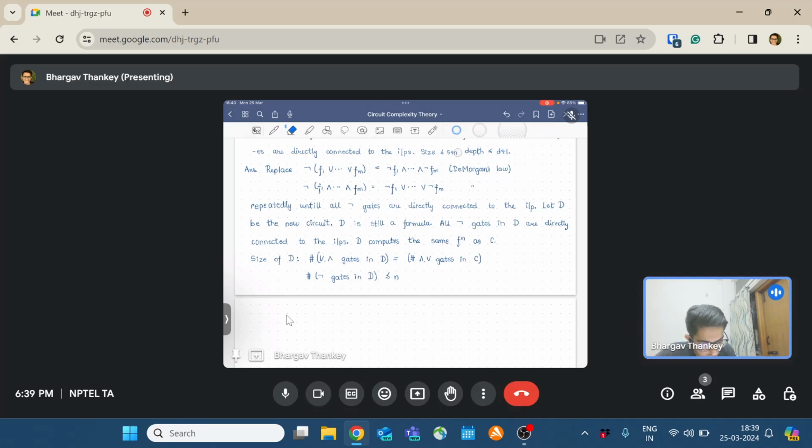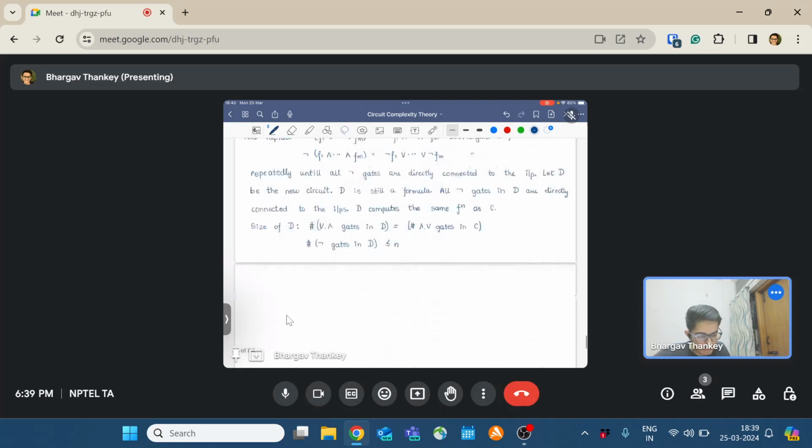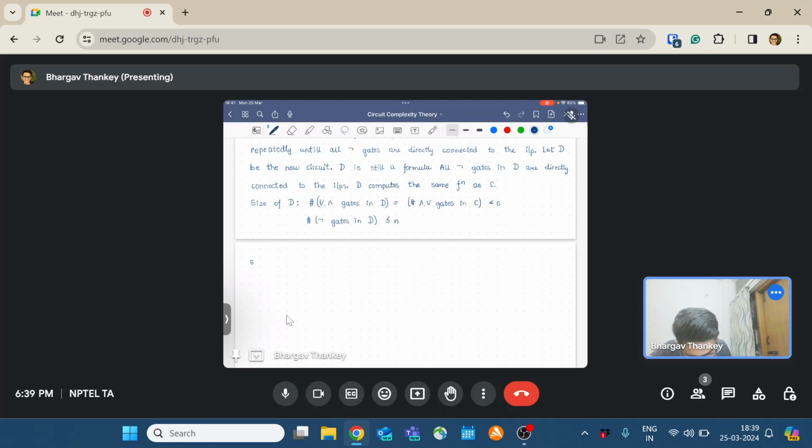So the number of gates in D is S plus N. So the size of D is order S plus N. And let's look at the depth of D.